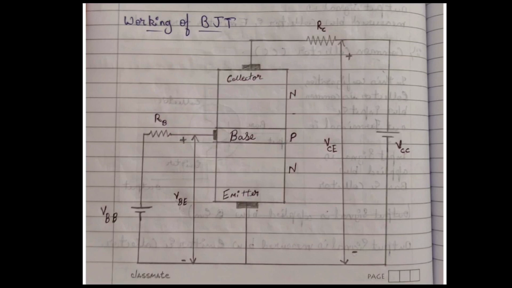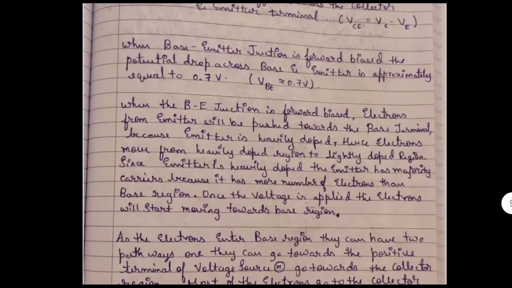Thus we can say that the free electrons formed in the emitter region will be dragged towards the base due to this reason as well. Since the emitter is heavily doped, it has more majority charge carriers, and because it has more electrons than the base region, once the voltage is applied, the electrons will start moving towards the base region.